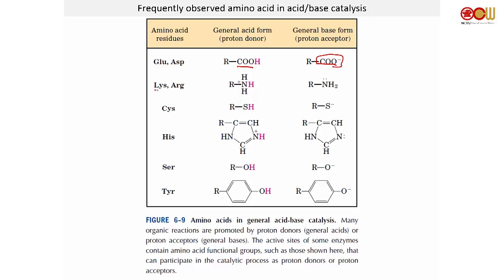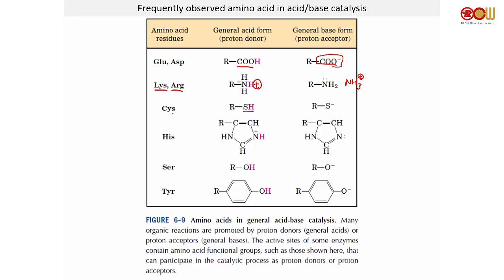You also have lysine and arginine. These things are going to be positive. So this can be NH3 positive. These things are going to be able to pass electrons in such a way that your amino nitrogen has the proton or is without the proton.